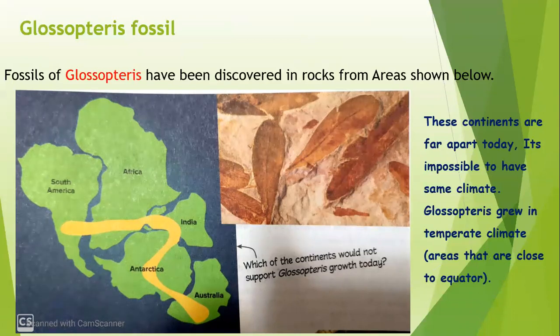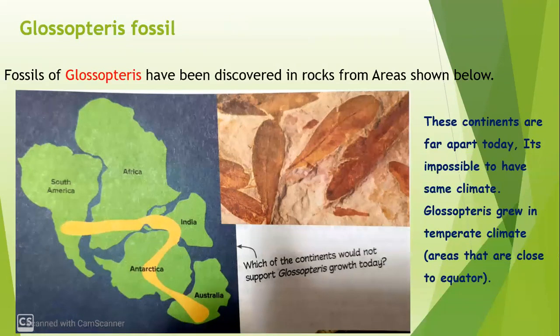Do we find date palms in Australia? Do we find these date palms in the UK? No, we don't find them there, right? Because every plant is going to grow in the conditions required for that plant to grow. Similarly, this Glossopteris also requires some type of climate or weather conditions. The conditions that it requires are called the temperate climate.